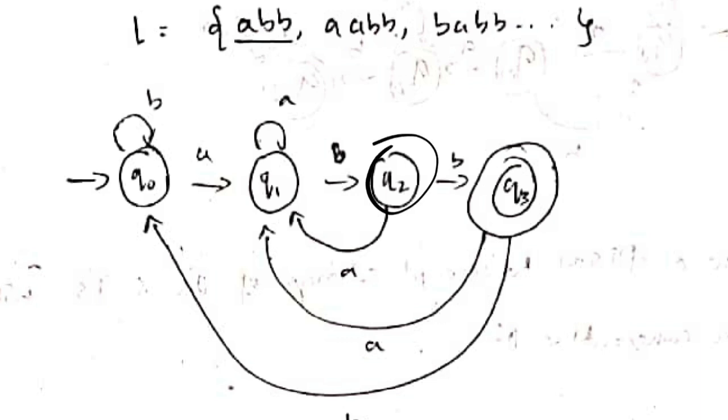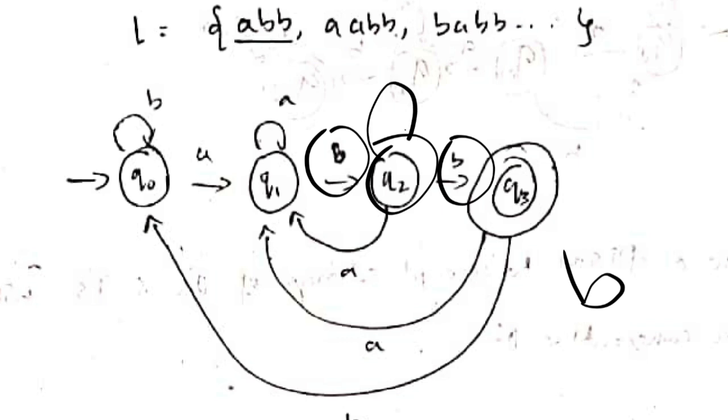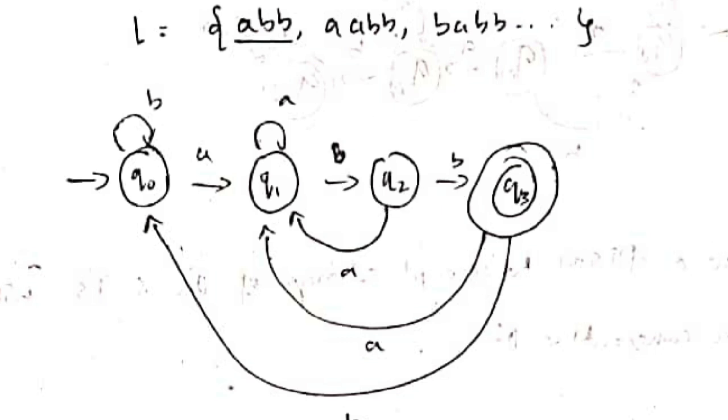What about Q2? Q2 is between B and B. If I have a self loop here for A, then it will be BAB, which is wrong. I should get BB only at the last. So, I cannot have a self loop. So, I should check the nearest neighbor. The nearest neighbor is Q1.